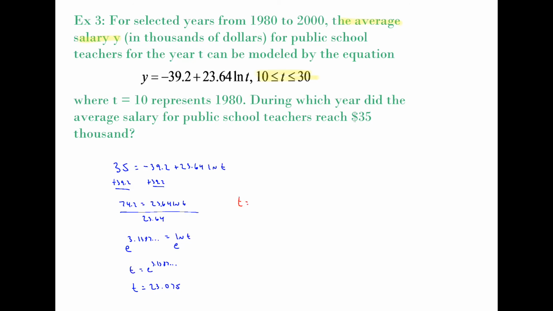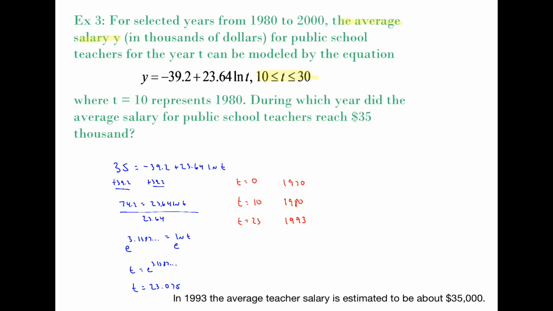So if t is equal to 10 is 1980, then t is equal to 23 would be 1993. You could think of it a couple different ways. If t was 0, that would be 1970, add 23 to 70, or add 13 to 1980. So in 1993, the average teacher salary is estimated to be about $35,000. And then there's my answer below.